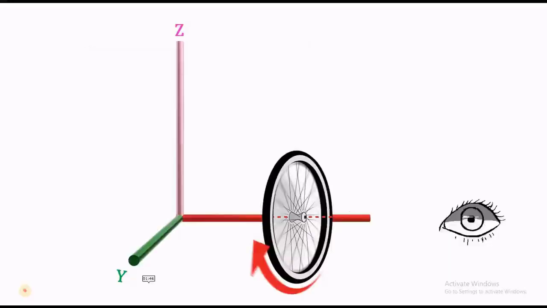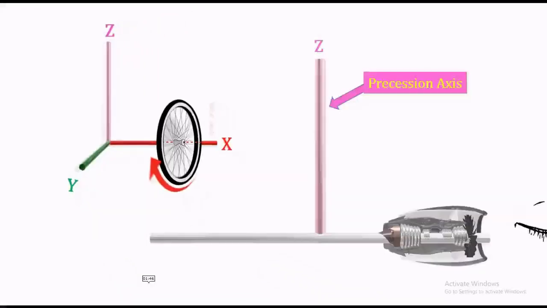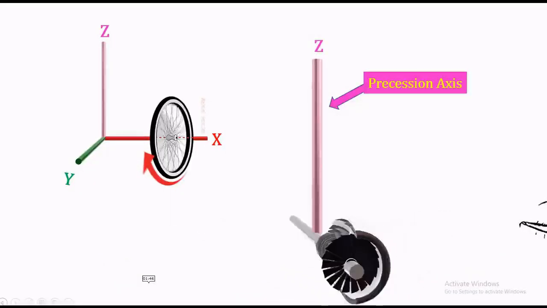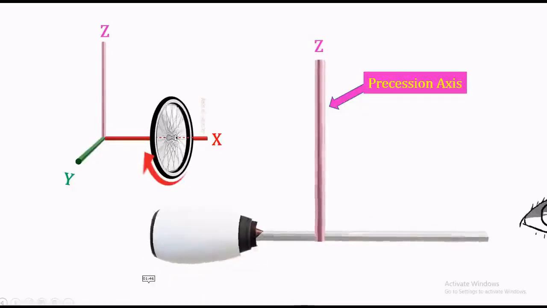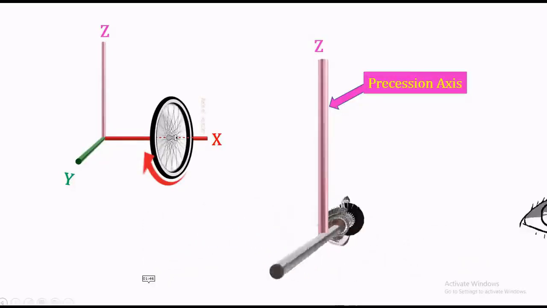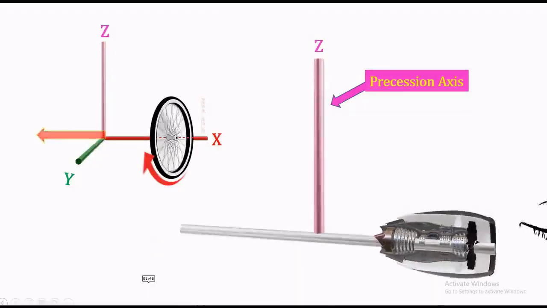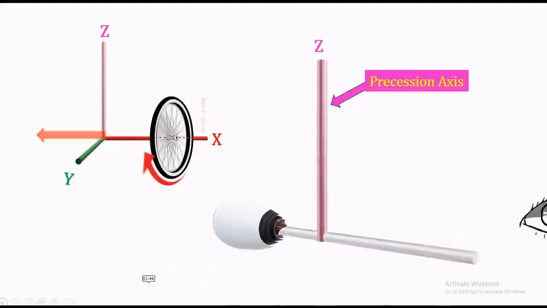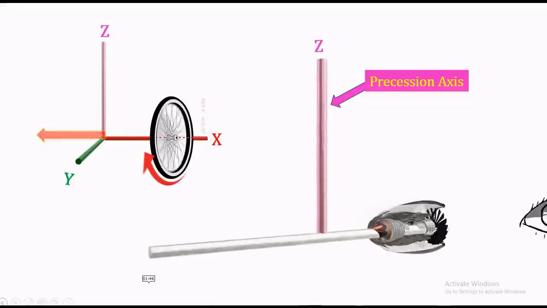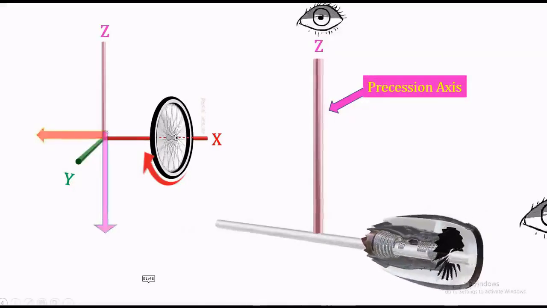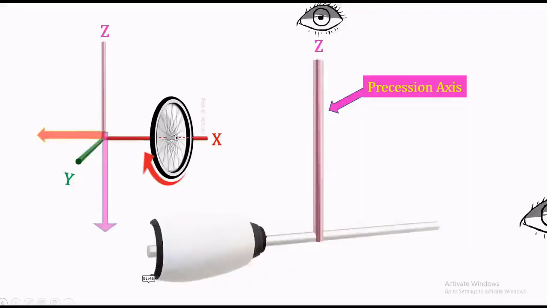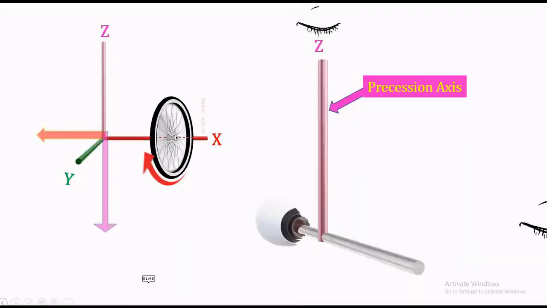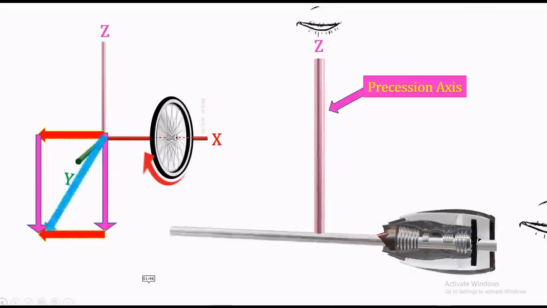Let's see what's happening. We have a disc rotating about the x-axis in clockwise direction, and along with that, the axis of spin is precessing about the vertical z-axis. Using the right hand thumb rule, the spin vector is pointing in the negative x direction, whereas the precession vector is pointing downwards in the negative z direction. The resultant of these two vectors creates an unbalance in the system.